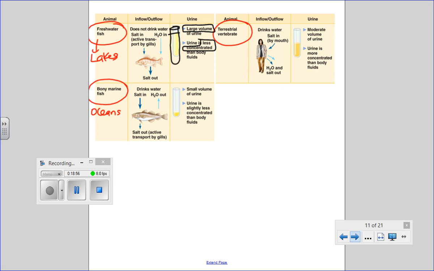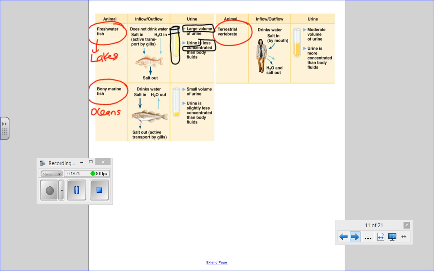That's basically the rule of thumb with urine. If lots of it is being produced, it's probably not very concentrated. If a small amount is being produced, it's probably very concentrated. Since these fish live in water, they can afford to waste water. That's basically the idea. They live in water, water is always available, and so they are not super worried about conserving a whole bunch of water.